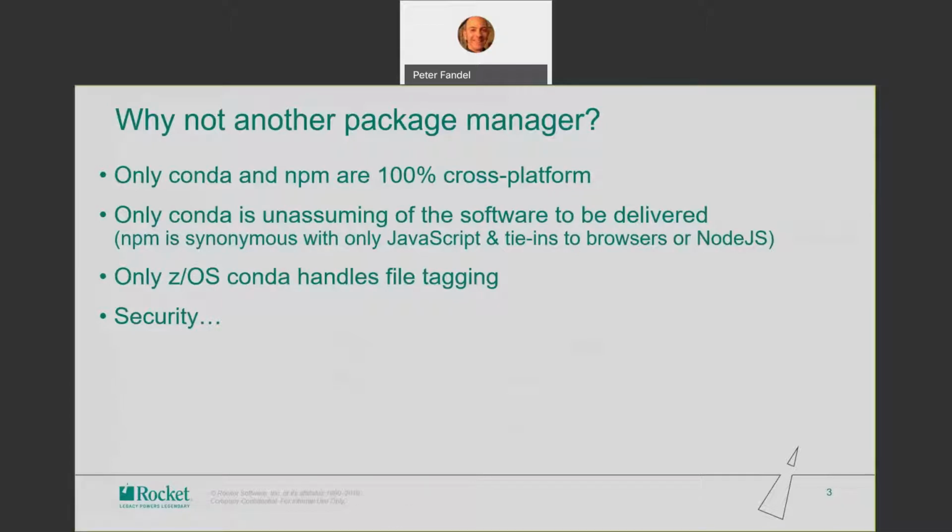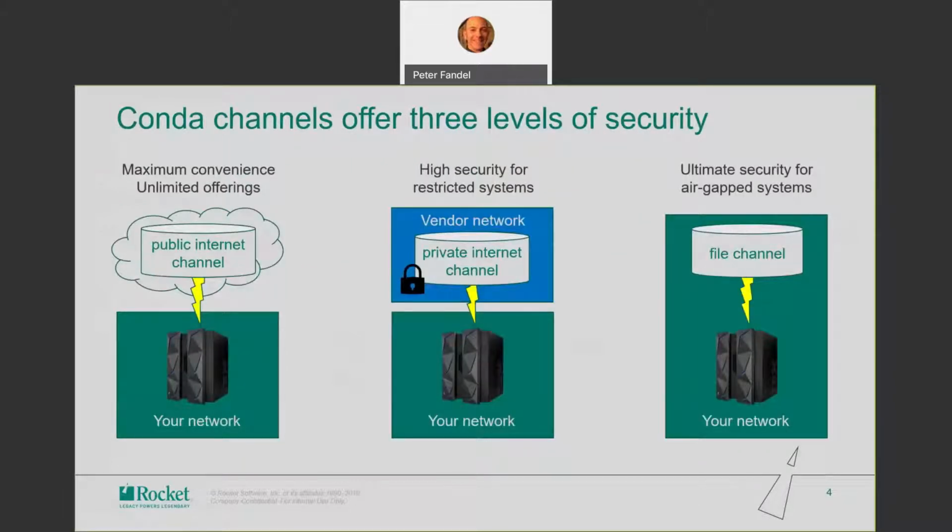And most importantly for the mainframe community is the issue of security. Where that comes in is how you store products for delivery by Conda and how you deliver those to the end user. Conda does this through something called a Conda channel. A Conda channel is a repository of products that have been built and packaged for Conda delivery. And there are 3 kinds of channels.